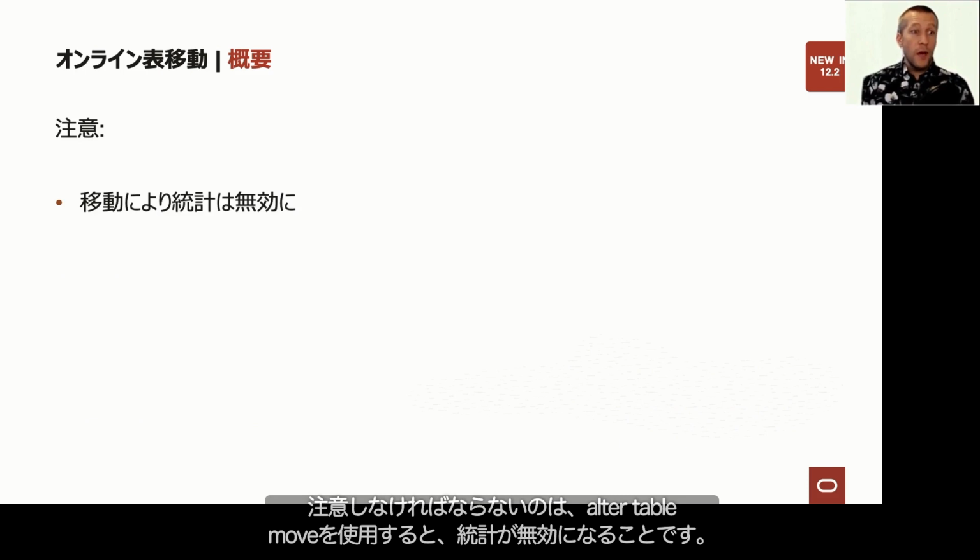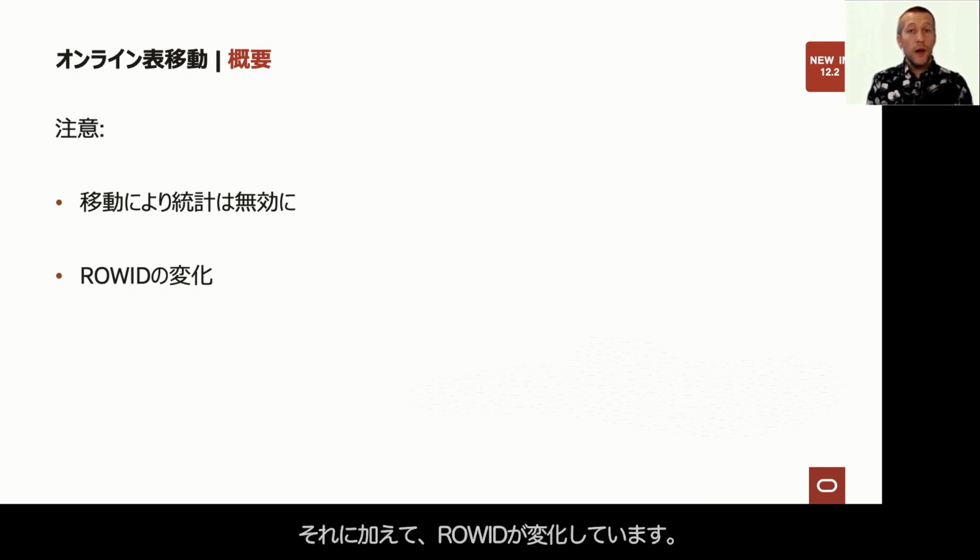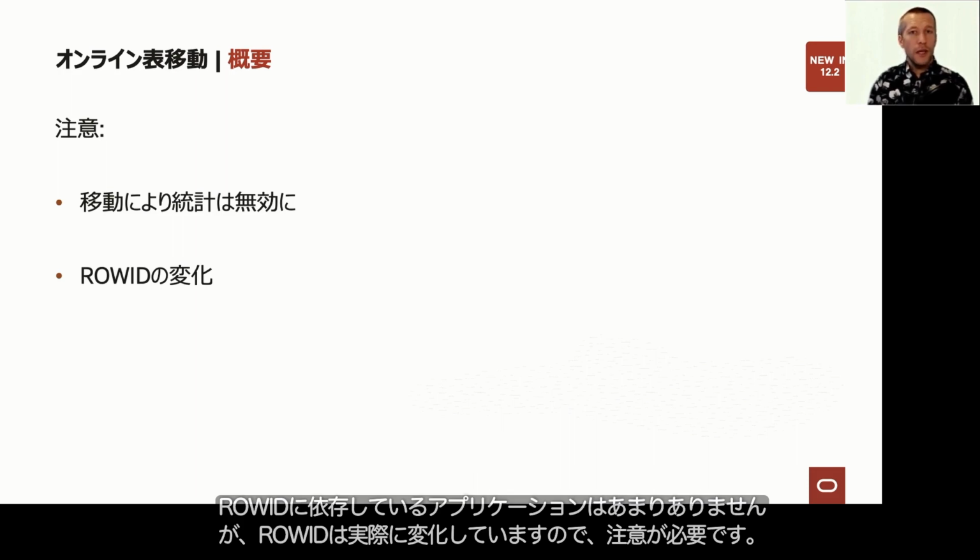Something you need to be aware of is that when you use alter table move, it invalidates the statistics. So once you have moved the data into a new table space, you should gather new statistics. Now, in addition to that, the row IDs are changing. So if your application is relying on the row IDs, not many do, but be aware, row IDs are actually changing.